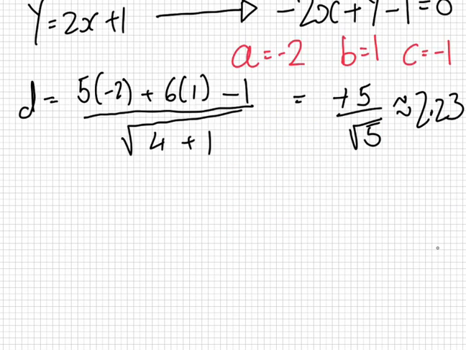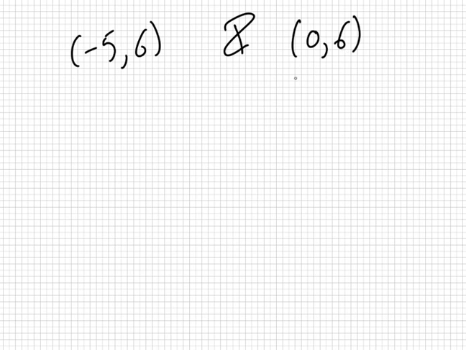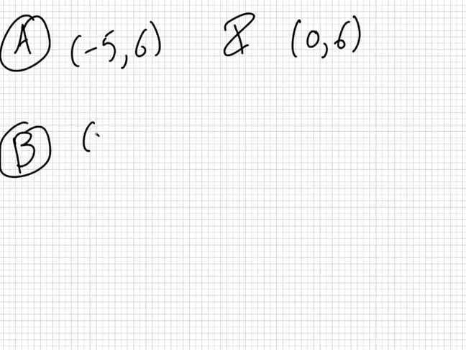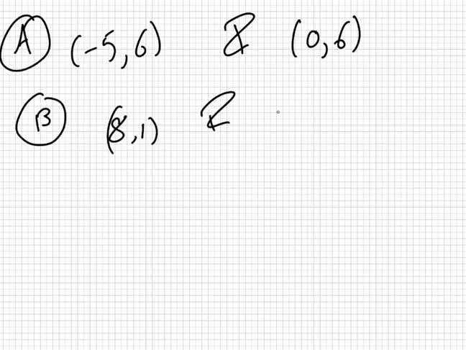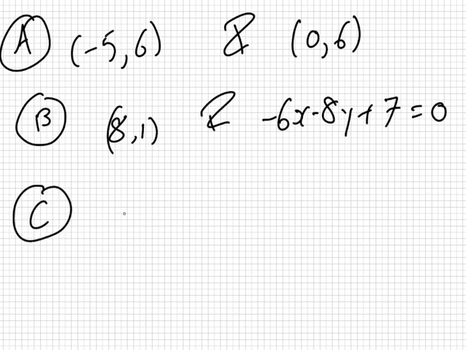Right, I'm going to give you some questions I'd like you to try just to make sure you can do it and can remember the formula. Just do these ones. Minus 5, 6, and 0, 6. I would like you to tell me the distance between these ones. Then try this one. Tell me the distance between this point and this line. Right, try this one. 8, 1, and minus 6x minus 8y plus 7 equals 0. And then finally, try this one. This point and this line.